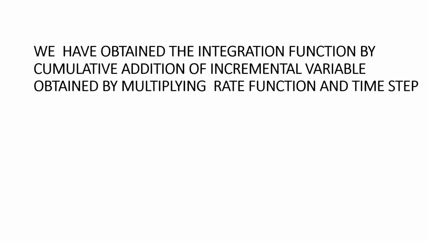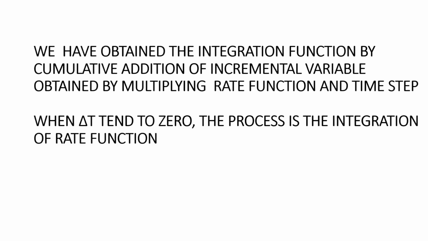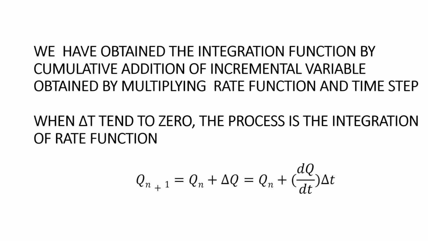We have obtained the integration function by cumulative addition of an incremental variable, which is obtained by multiplying the rate function by the time step. When delta t tends to 0, the process is called the integration of the rate function. So here we can see that we have the cumulative addition, so q of n plus 1 is q of n plus delta t. Likewise, for each point we will have a cumulative function.